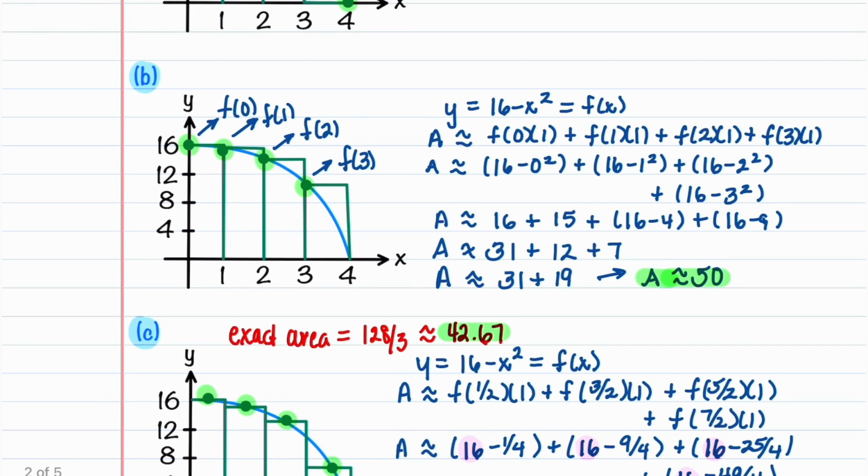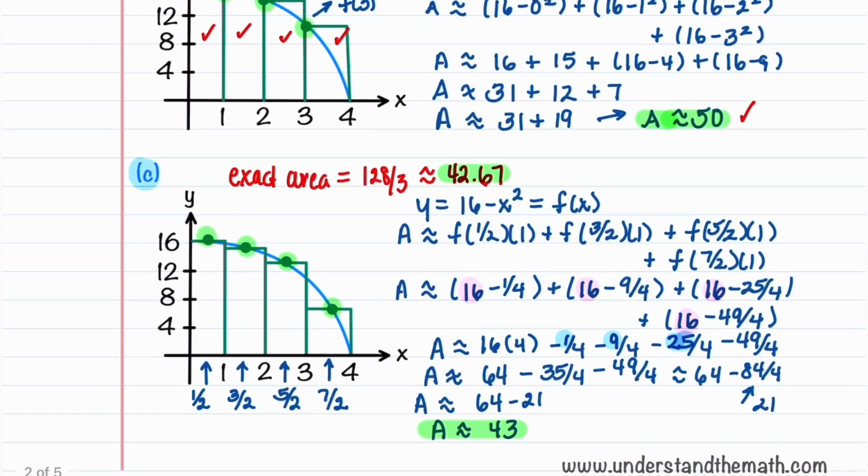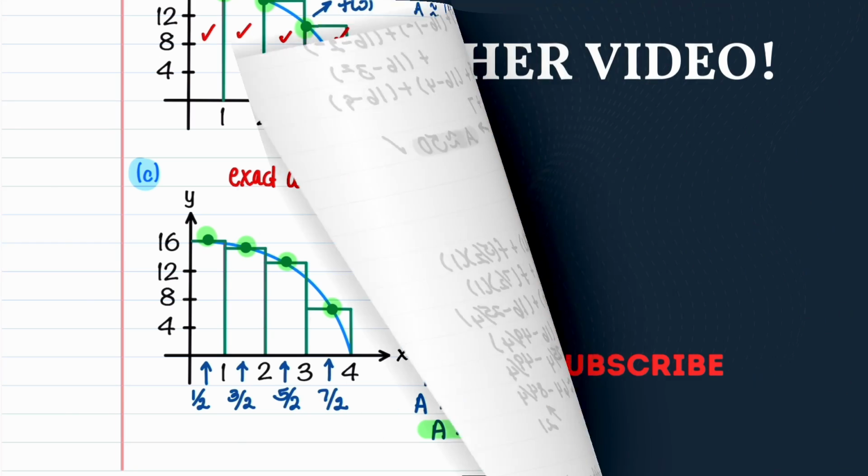Let's now go to part B. Our approximate area was 50. That is bigger than the exact area. And that also makes sense because if you look at our graph, the area under our rectangles is bigger than the area under our curve. And then for our last one, down here at the bottom, our area is really close to our exact area, which is pretty amazing considering we only used 4 approximating rectangles.